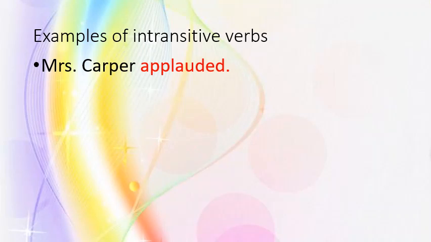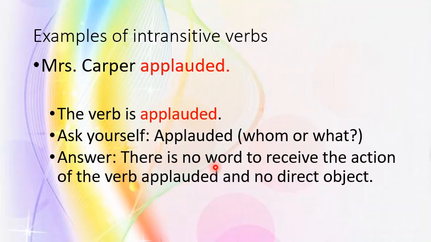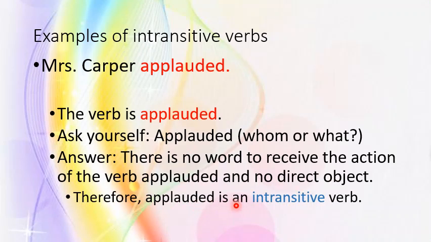Let's observe this example of an intransitive verb. Mrs. Carper applauded. Now in this sentence, a person applauded, but it is not clear for what. So here the main verb is applauded, and you can ask, applauded for whom or applauded for what? It is not mentioned here. So that means there is no word to receive the action of the verb applauded and no direct object. Therefore, applauded is an intransitive verb in the sentence.